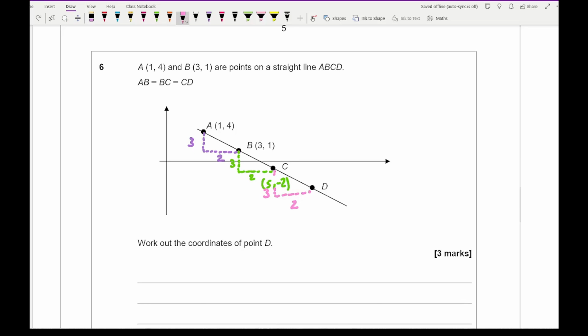Then if I do the same, so I'm going down 3 and across 2, across 2 will mean that this coordinate here is now 7, and the y ordinate is going to go down 3 from minus 2, which is going to be minus 5, so the coordinate of D is going to be (7, -5). Now for the 3 marks, it's really important that you do work out the coordinates of C and the coordinates of D.